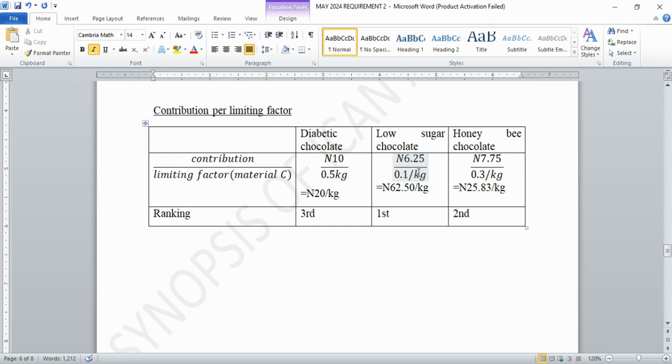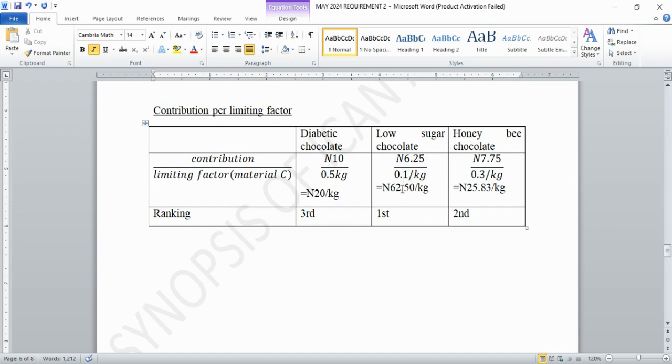That's why as an accountant, you cannot just jump and make decisions. You have to calm down, take it easy, do analysis. You understand very, very well before you make your final conclusion. Because based on the contribution, we would have just jumped to say diabetic chocolate is number one. But look at it, it's actually number three. It's actually the last as per the limiting factor. Remember that ream of paper analogy I gave, right? Good. All right.